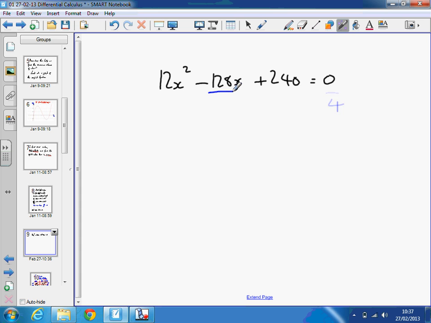12 doesn't go into 128. 10 twelves is 120, yeah. So 8 might, but we'll see. No, 8 won't go into there, will it? So no. So divide by 4. 4's into 12 goes 3. 4's into 128 goes 12. And 4's into 240 goes 20.